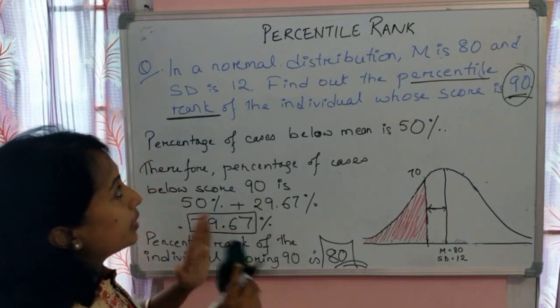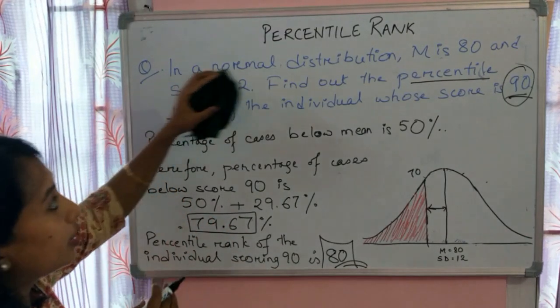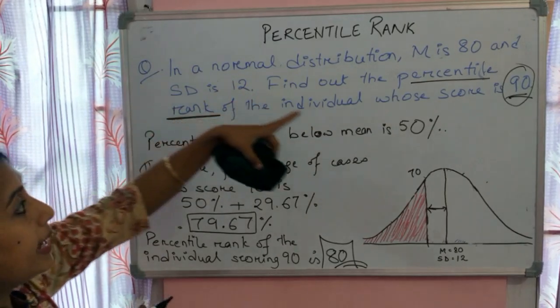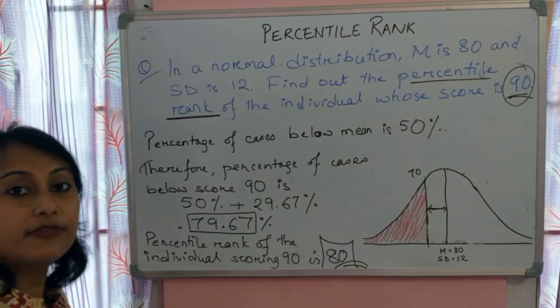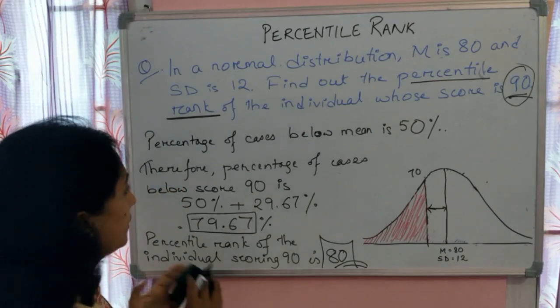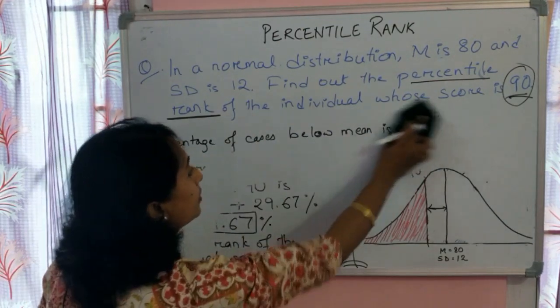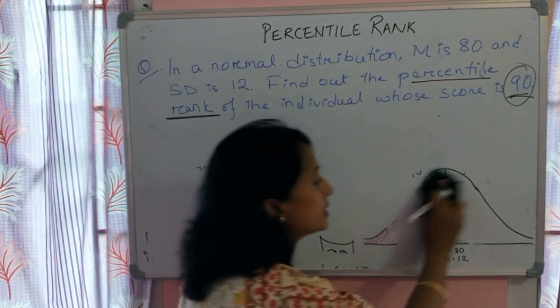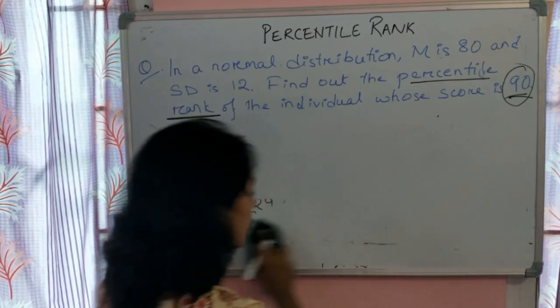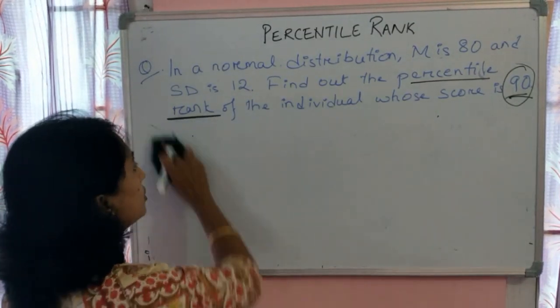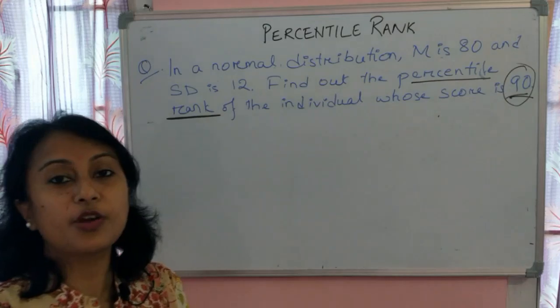So in this video we have learned how to find out the percentile rank when mean and SD are given in a normal distribution by using the normal probability curve. This is all for now. In the next video we will go on to another application of NPC.